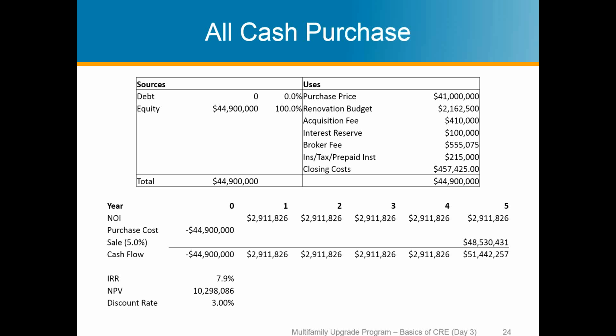I'm going to renovate it. I'm going to spend about $2.1 million on renovations. I'm going to pay brokers and fees of a lot of money, and there's closing costs. So the total amount of money I'm going to need is $44.9 million. So in this all-cash purchase, somehow I have $44.9 million in my pocket, so I'm going to buy cash for everything. So in my cash flow model, year 0, I'm going to purchase it for $44.9 million, right?